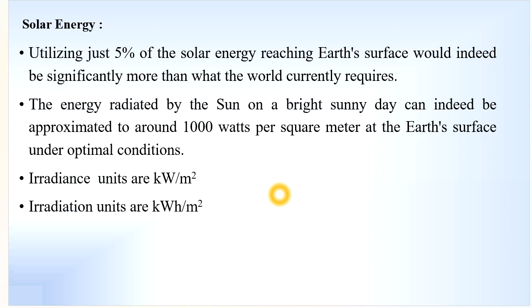Okay, and irradiance is the one which has units of kilowatt per meter square, and irradiation is the one having kilowatt hour per meter square. That means irradiance is power per square meter, and irradiation is energy per square meter. Okay, generally the irradiation is the one which is used in this course of solar energy.